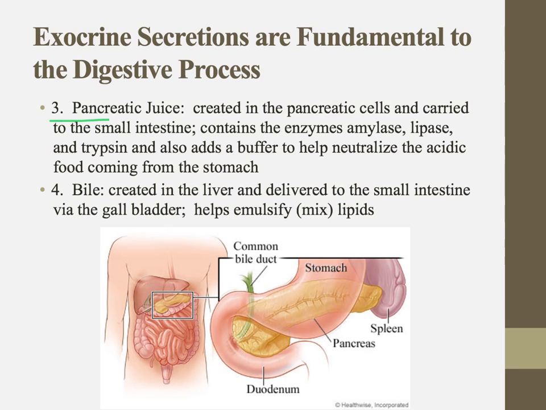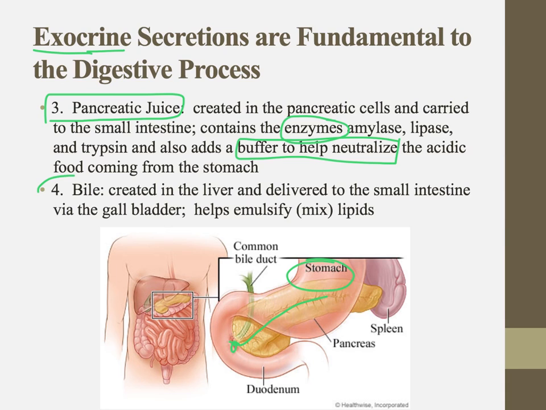All right, we also have pancreatic juice, which we just talked about. So it's created in those pancreatic cells. Again, we're talking about the exocrine cells, not the ones that produce hormones. Okay, and it's carrying them through this duct into the small intestine. Those contain those enzymes that we just talked about, and it contains that buffer that we just talked about to neutralize the acid of the food that's coming from the stomach.